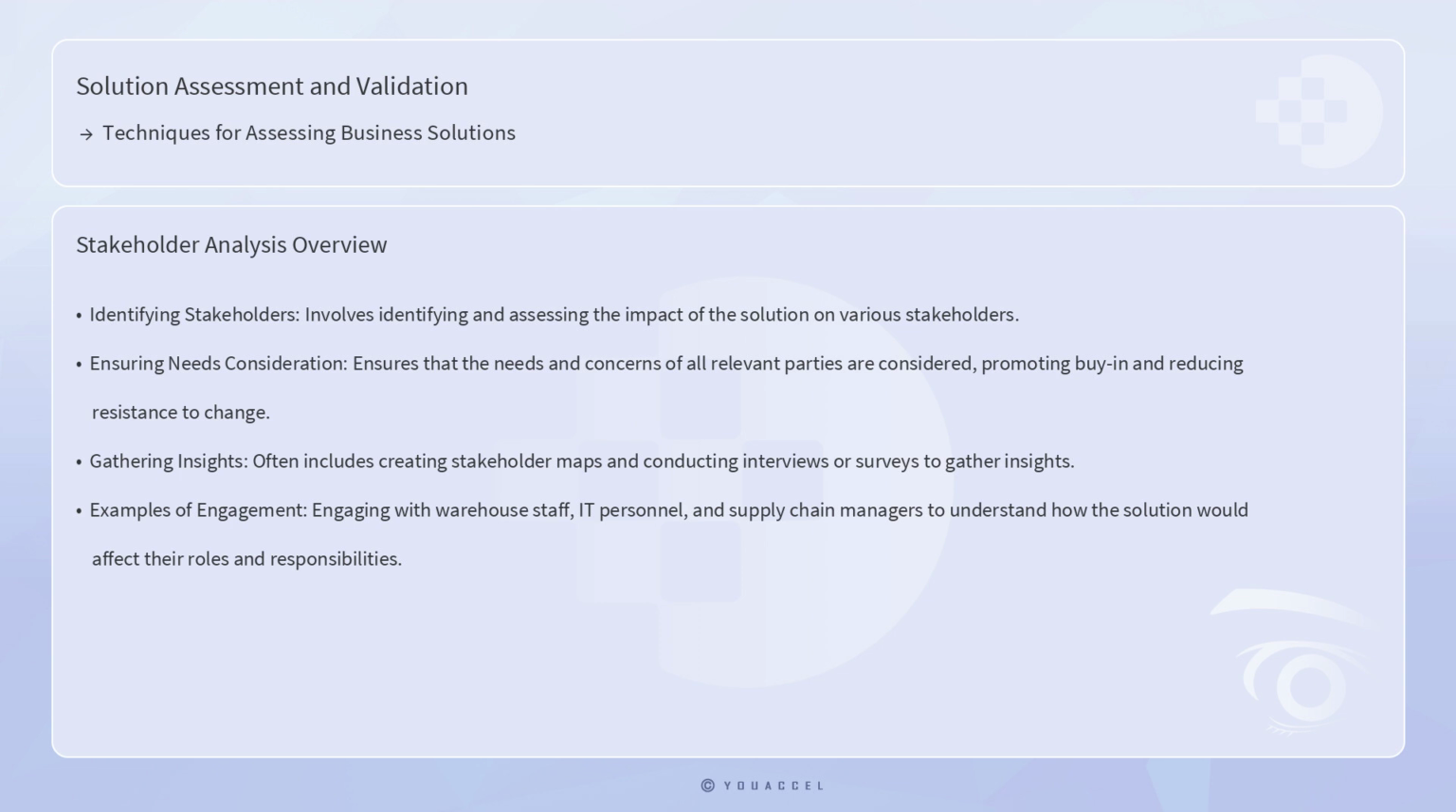For example, if a company plans to implement a new inventory management system, it would be essential to engage with warehouse staff, IT personnel, and supply chain managers to understand how the solution would affect their roles and responsibilities. By considering the perspectives of different stakeholders, businesses can make more inclusive decisions and enhance the likelihood of successful implementation.